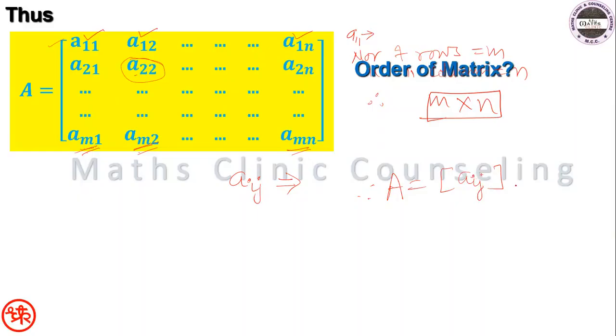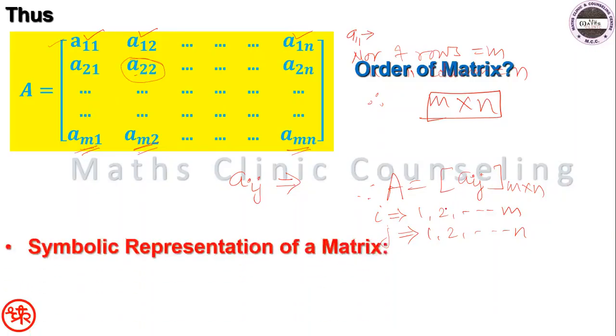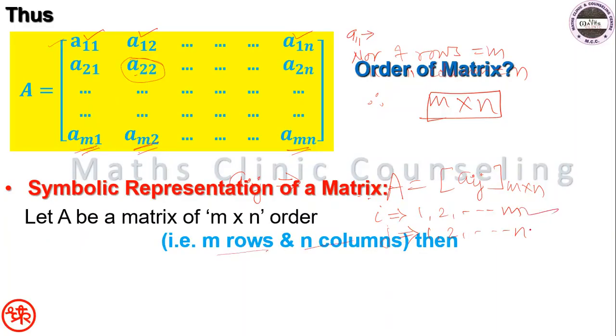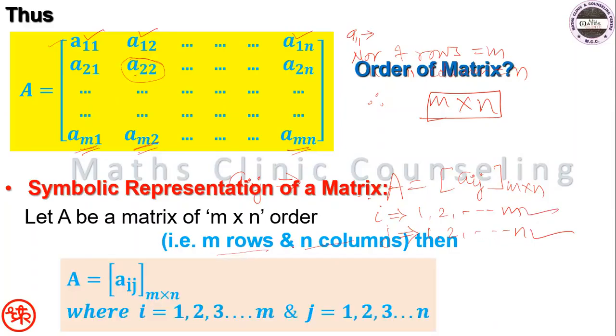So the given matrix A can be written as the square bracket aij, whose order is m by n. That means i will take the values 1, 2 up to m, and j will take the values 1, 2 up to n. Is that clear? So in this way we can form the matrix of m rows and n columns. So this is the symbolic notation, the representation of a matrix. So let A be a matrix of m by n order, so m rows and n columns. Here we have written m rows, n columns. Okay, and then the matrix is represented by aij with m by n.